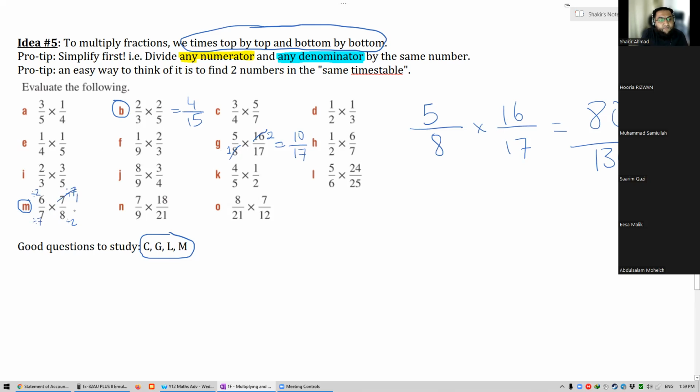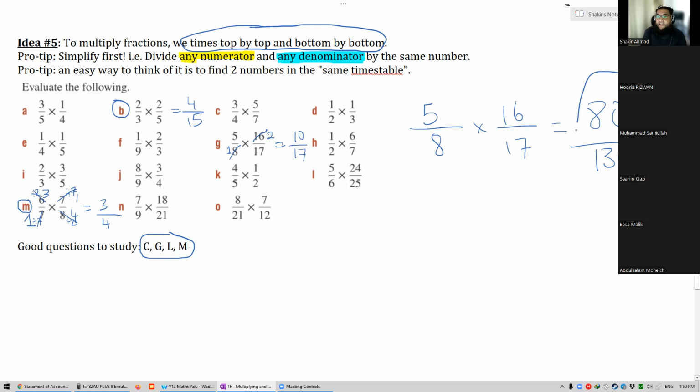Okay, so that's going to leave me with 1 there. That's going to be 1 here as well. 8 divided by 2 is going to give me 4 here. 6 divided by 2 is going to give me 3. And so I have 3 times 1, which is 3, over 1 times 4, which is 4, and done. And no simplification needed. So if you simplify right at the start, you don't have to simplify at the end.